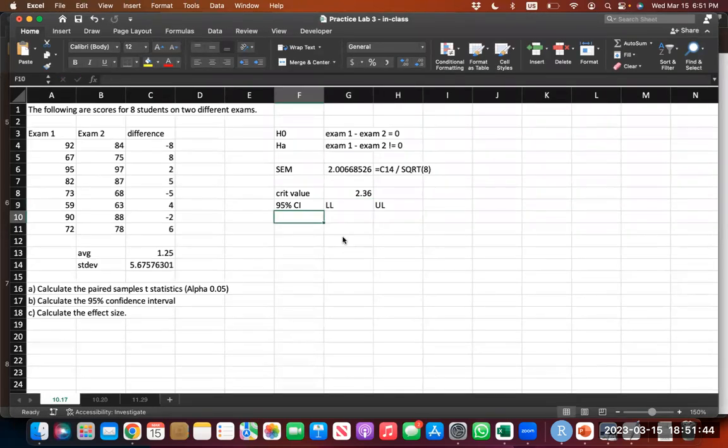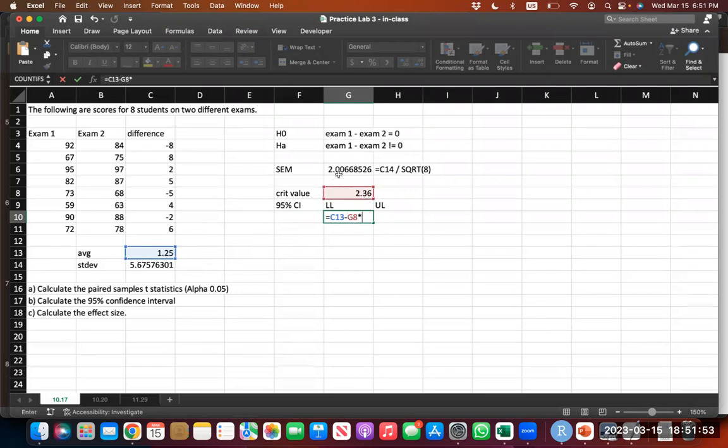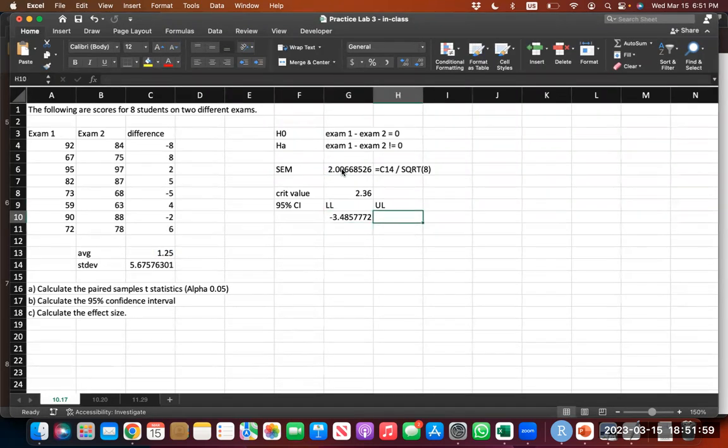Lower limit is our average minus the critical value multiplied by our standard error of the mean. Gives us minus 3.49. The upper limit equals 1.25 plus critical value 2.36 multiplied by the standard error of the mean.